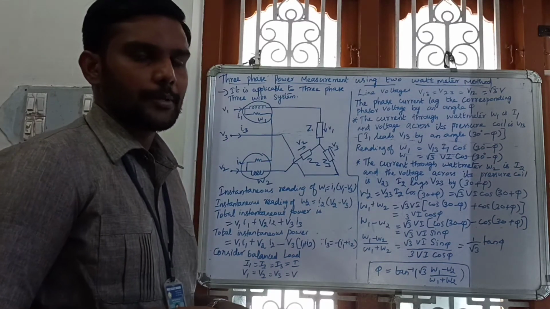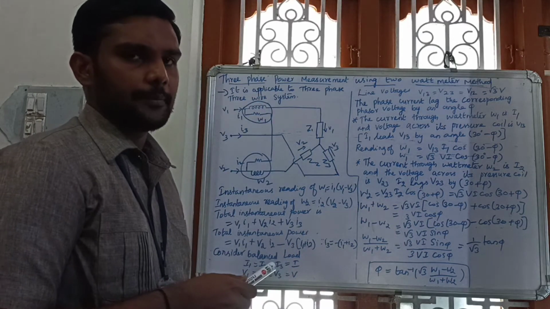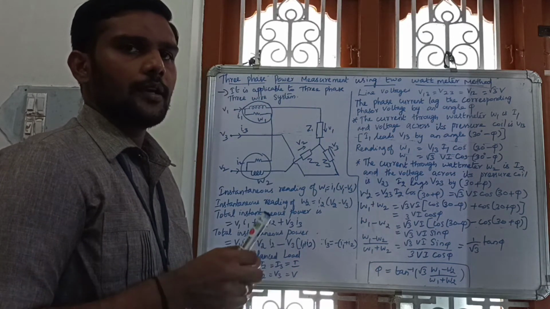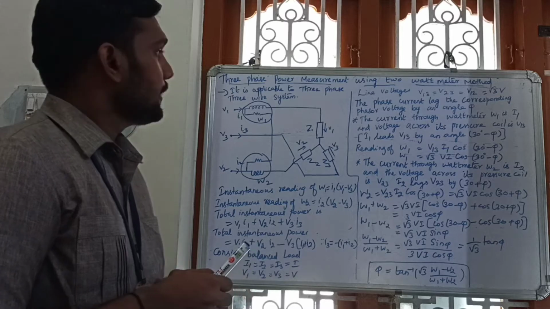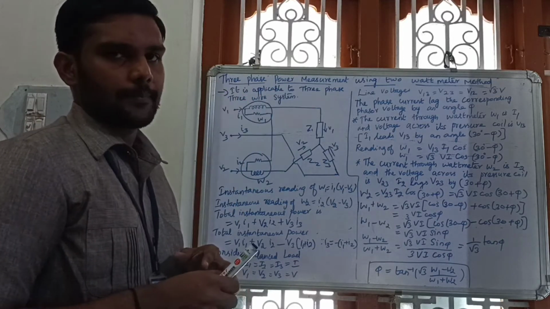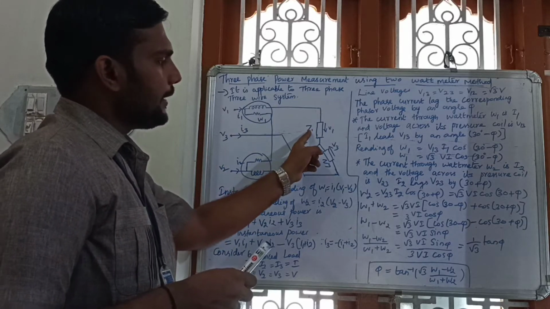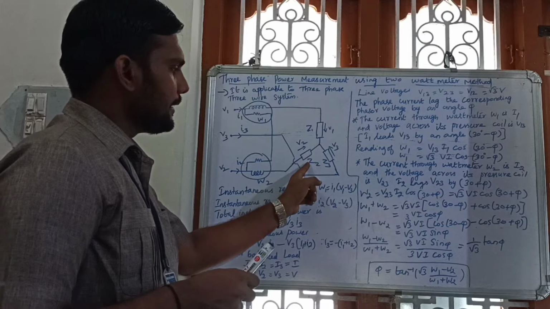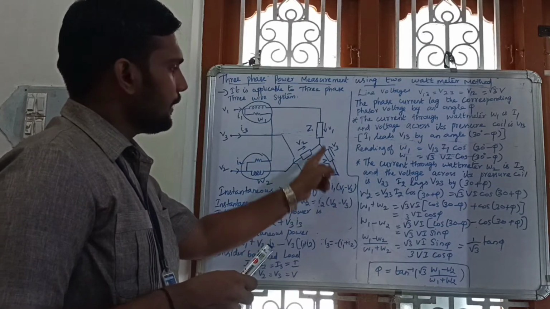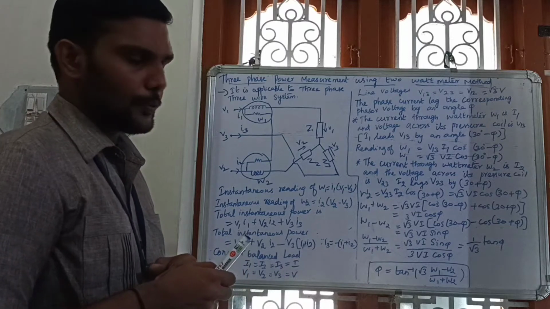Dear students, now I am going to teach the topic 3-phase power measurement using 2 wattmeter method. By using 2 wattmeters, 3-phase power can be measured. It is applicable to a 3-phase 3-wire system. In this diagram, 3 loads Z1, Z2 and Z3 are connected in star. A star connected load is used.